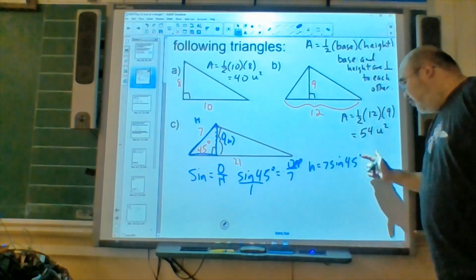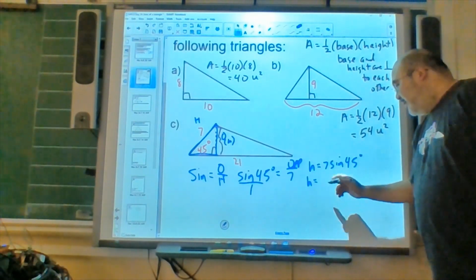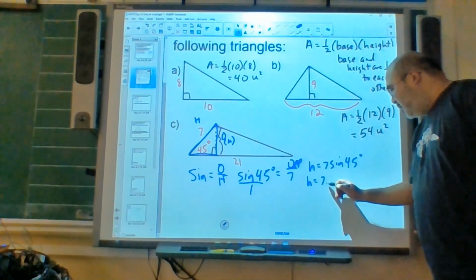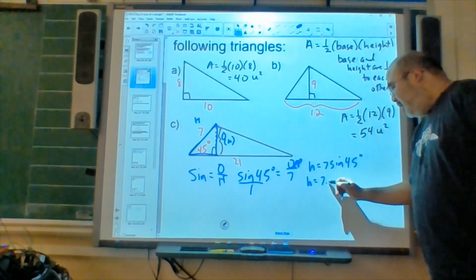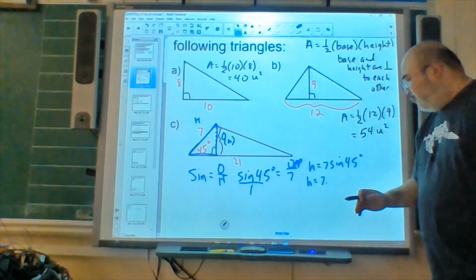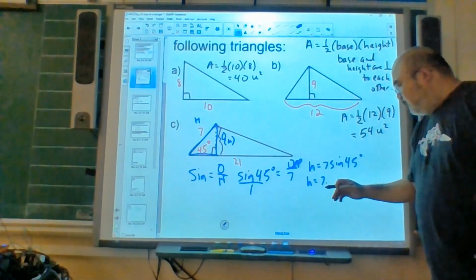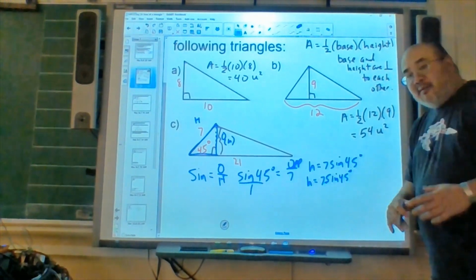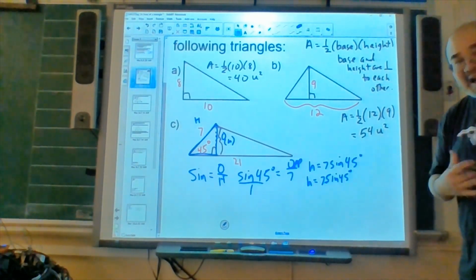So our height here will now be sine of 45 degrees. If you check your calculator, in this case that'll be, I believe, 0.7071. Since that goes on forever, we'll keep it this way: sine of 45 degrees. Well, we found the height, but now we'll try to find the area of the triangle.